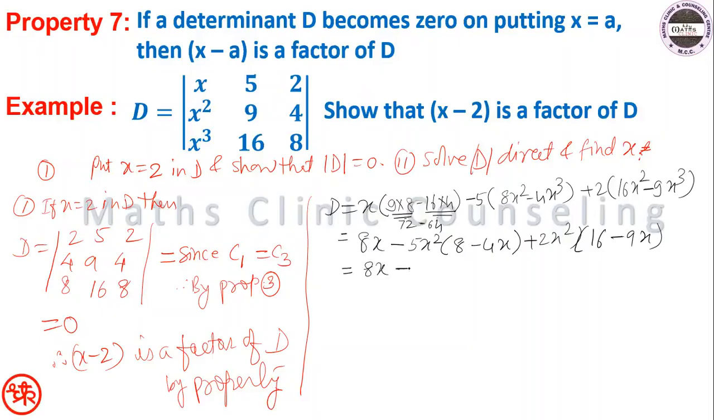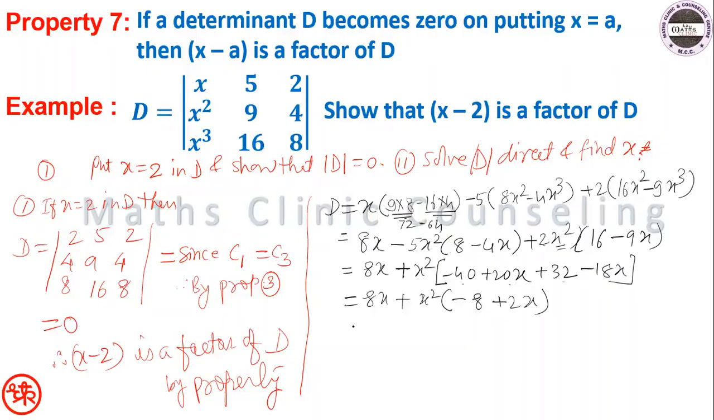plus x squared into bracket. Now see, minus 5 into 8 is minus 40, minus 5 into minus 4x, that is plus 20x. Taking x squared common, 2 into 16 is plus 32, 2 into minus 9x, that is minus 18x. So it is equal to 8x plus, now look at here, x squared into bracket: minus 40 plus 32, that is minus 8, plus 20x minus 18x, that is plus 2x.